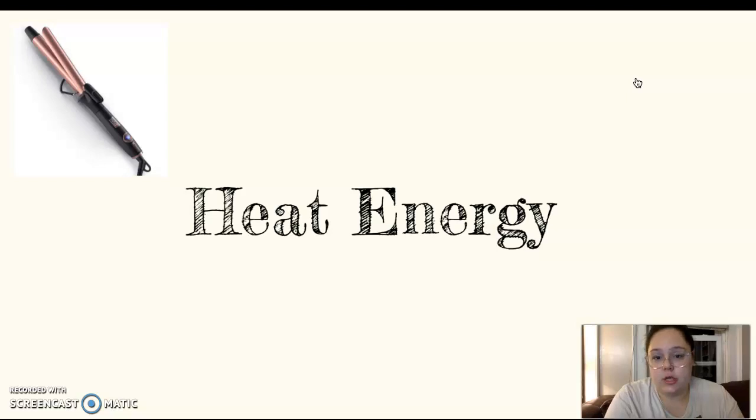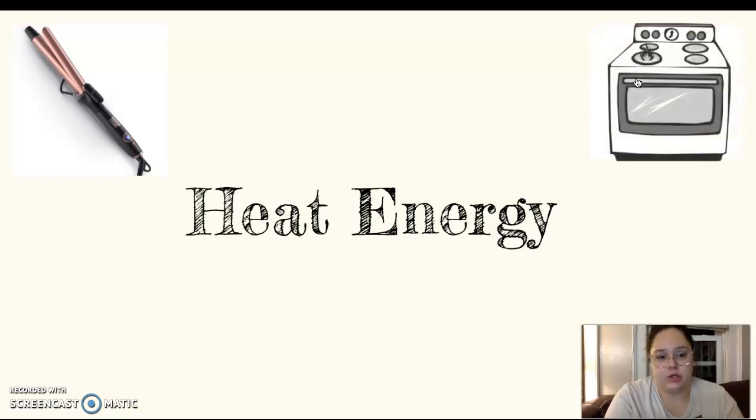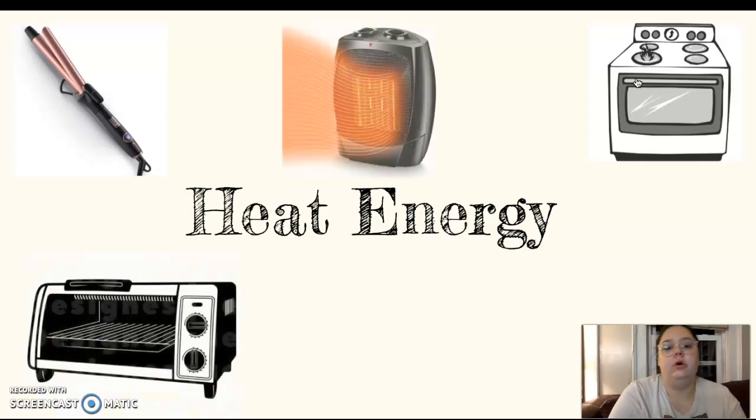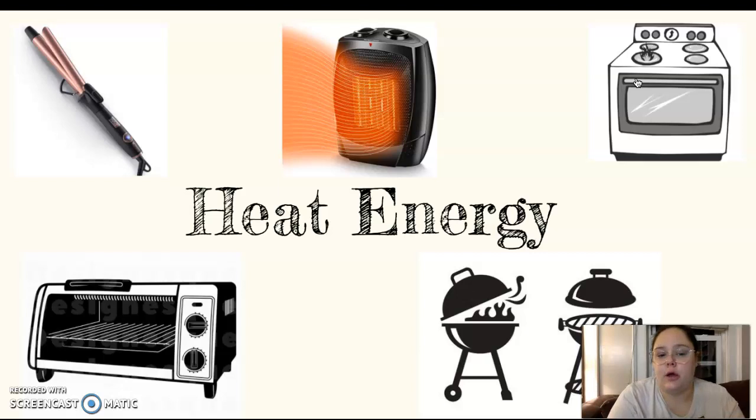Curling iron, hair straightener, blow dryer, they give off heat. A stove, an oven, a toaster, a heater, a grill, all of these are examples of things that give off heat. So anything that gives off warmth is going to fall under heat energy. Heat energy usually is a secondary energy.